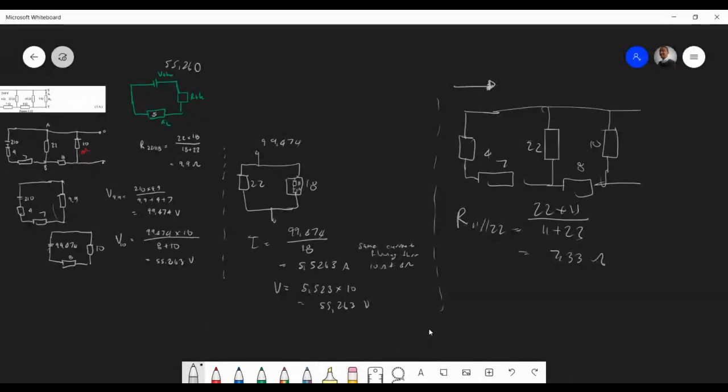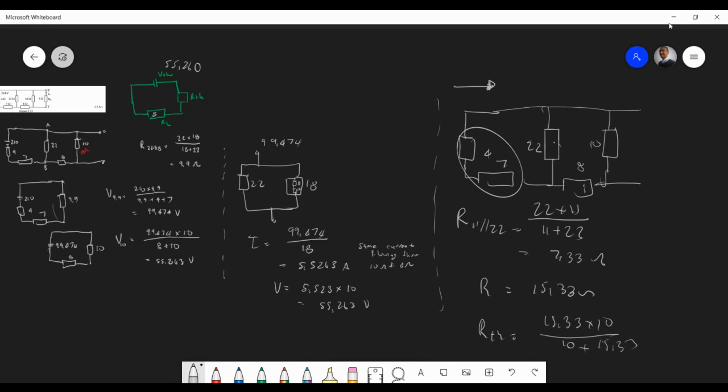Then what we have next is this. This is now in series with this. So we're going to have a new resistance of 15.33 ohms because that and that are in series. This and this become in series. That's in parallel with this. Then this and that is in series, going that way, then this will be in parallel. So our Thevenin should be 15.33 times 10 over 10 plus 15.33.